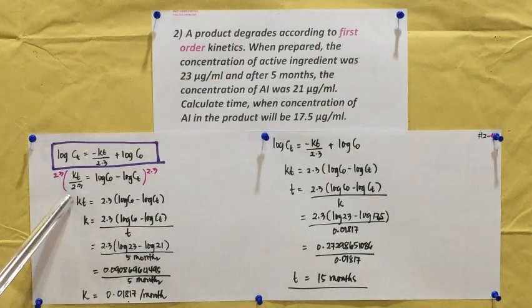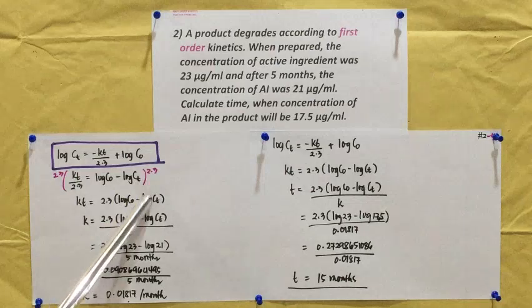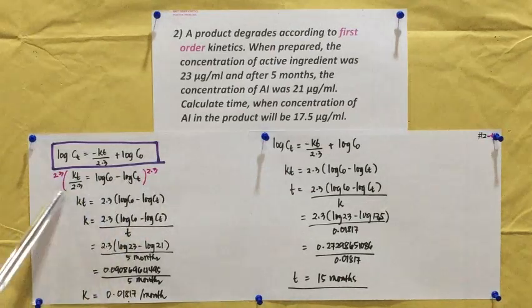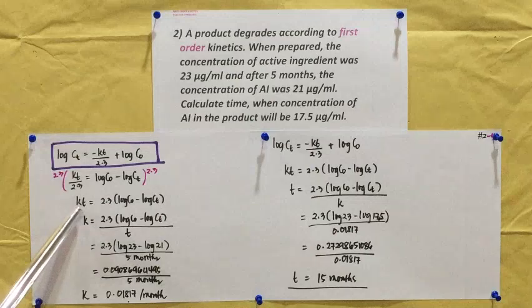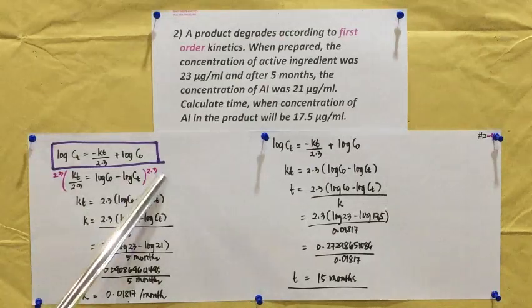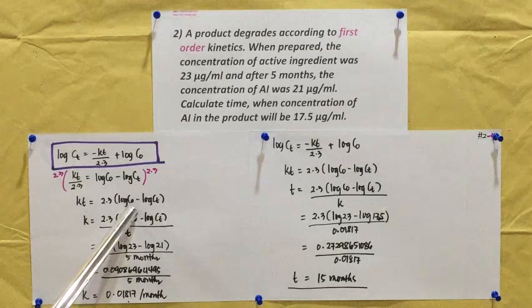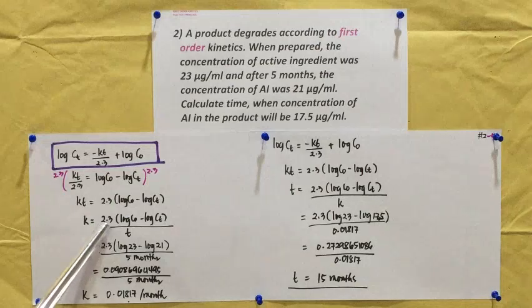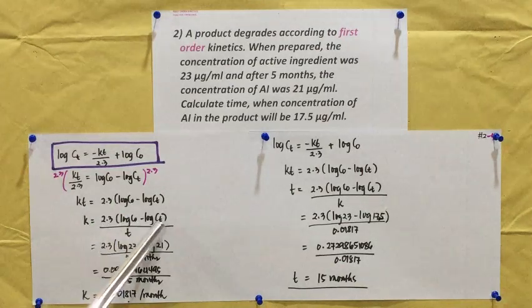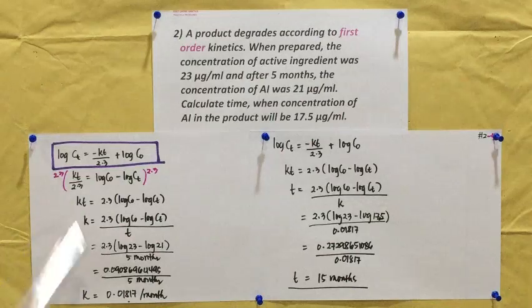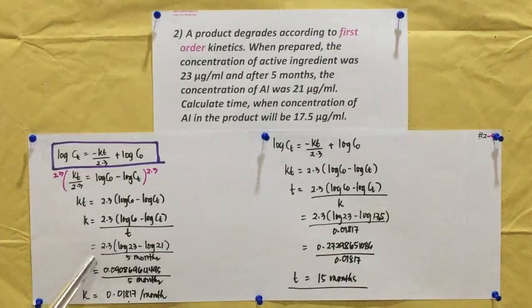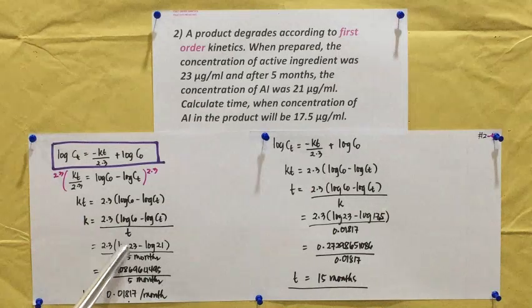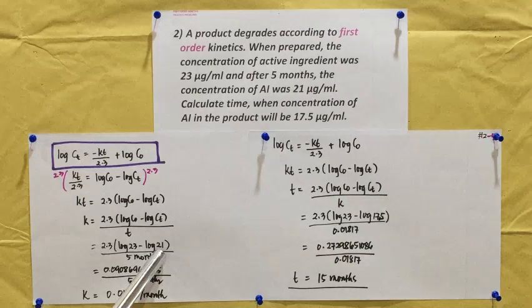Now, how do we get the 2.3? We will multiply both sides with 2.3, so this will be cancelled. Ang maiiwan na lang is KT is equivalent to 2.3 times the log CO minus the log CT. To get K, this is equivalent to 2.3 times log CO minus log CT divided by the time. So let us substitute: 2.3 times the log 23, which is our initial concentration CO, minus the log 21, which is our CT, divided by 5 months.